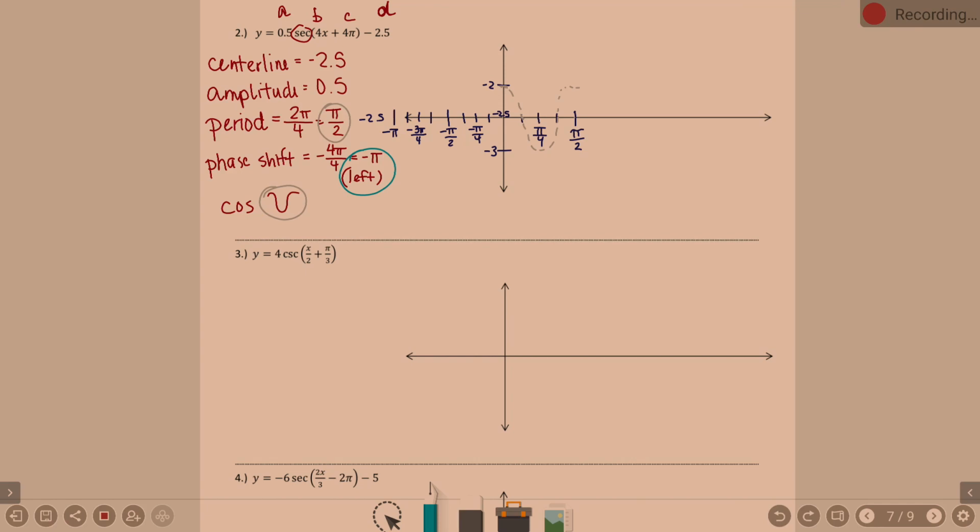Okay. Negative pi. That means whatever starts here at 0 is going to be over here at negative pi. Now, another thing to look at. My cosine graph was starting at 0 and ending at pi over 2. If you go pi left from pi over 2, that puts my ending point at negative pi over 2. So my cosine curve is going to fit between negative pi and negative pi over 2. Does that make sense?